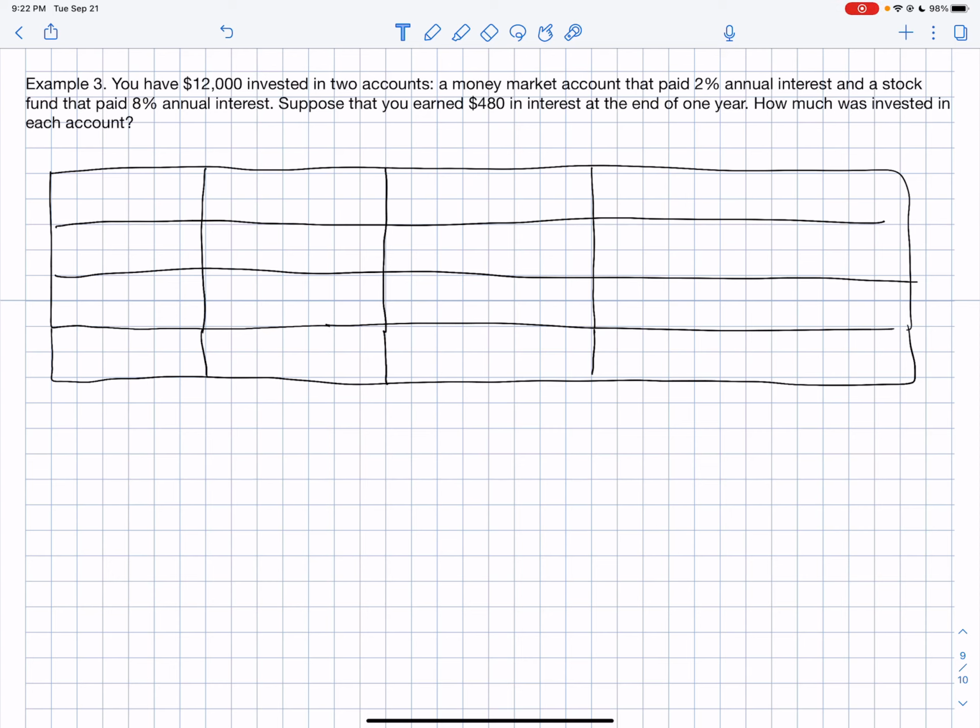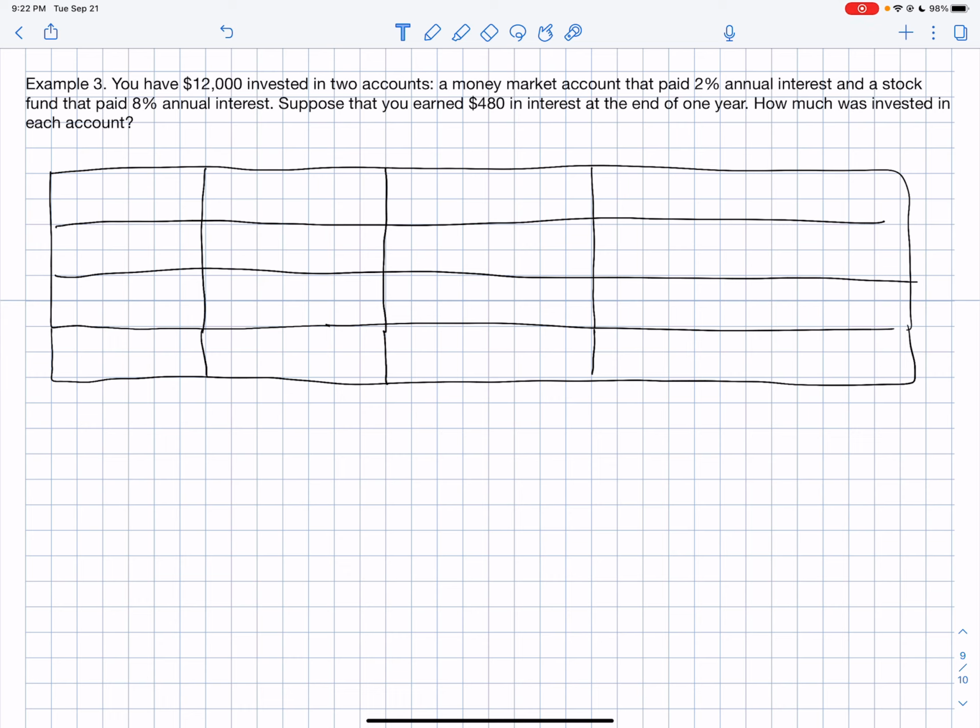Example number 3. You have $12,000 invested into two accounts, a money market account that pays 2% annual interest, and a stock fund that pays 8% annual interest. Suppose that you earn $480 in interest at the end of 1 year. How much was invested in each account?